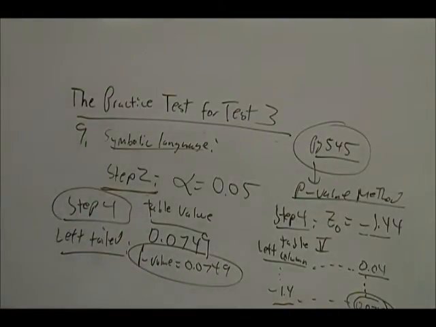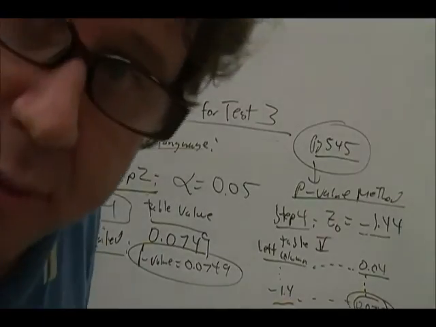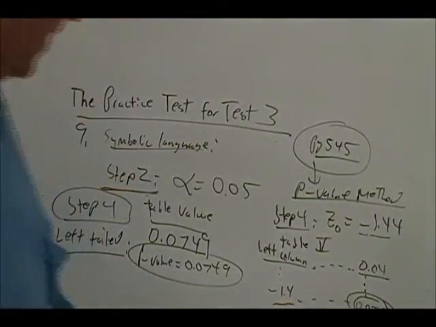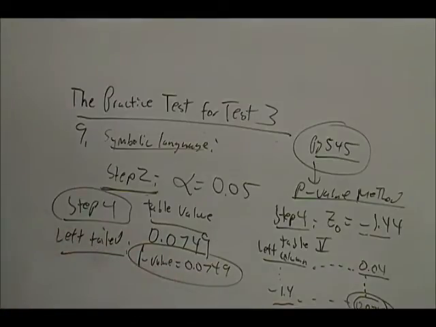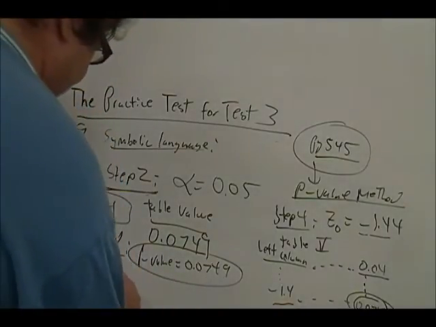If it had been a right-tailed test, I'd have to take 1 minus that, which would have led to what? 0.9251. But it's a left-tailed test. When you're left-tailed, the p-value is the table value. When you're right-tailed, the p-value is 1 minus the table value. You just have to remember that. All right, so our p-value in step 4 came to 0.0749. So now let's move to step 5.